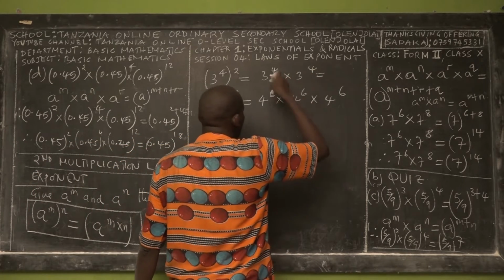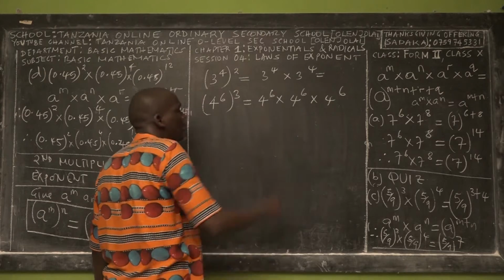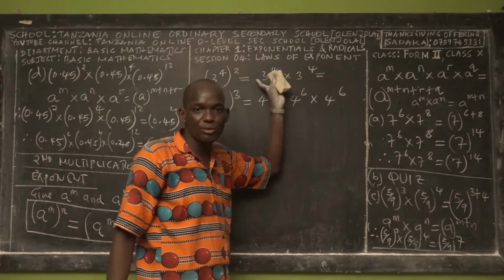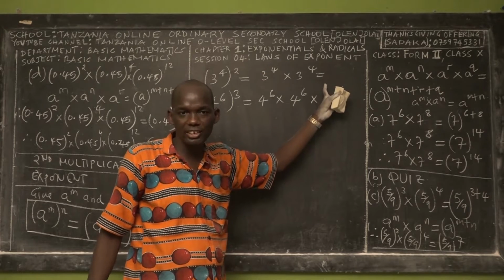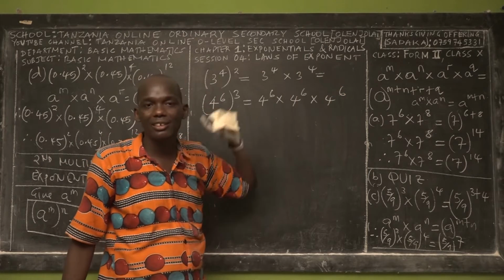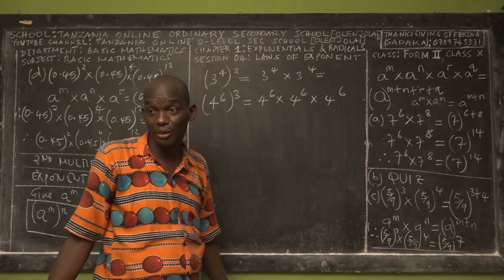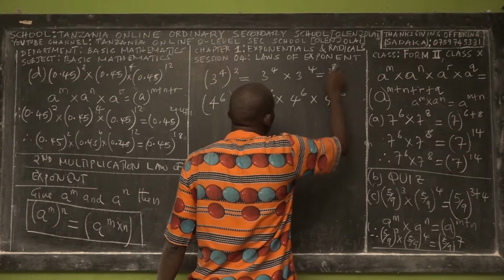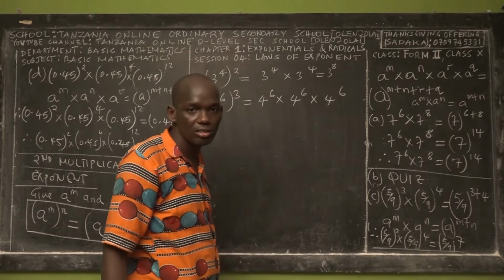Because 3 power 4, for example, if you're applying the multiplication law, with the same base, what you have to do is add the exponents. So it means that it will be 3 power what? Power 8. Are you together? So you see that this is 3 power 8 if you're using the multiplication law.